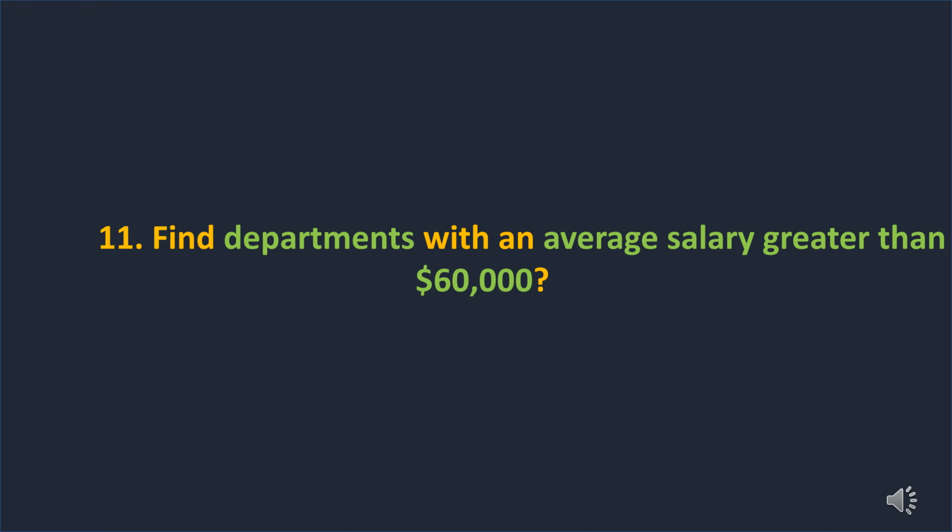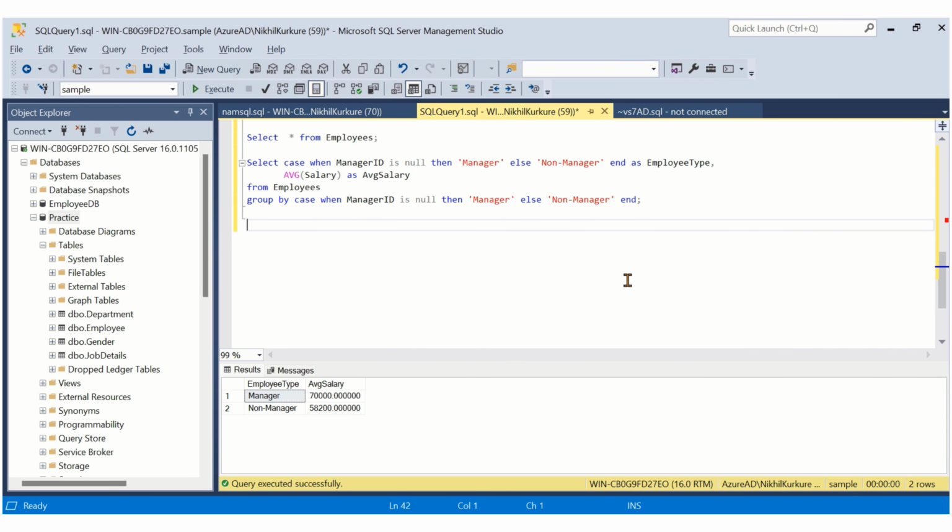Find the department with an average salary greater than 60,000. Okay, so here the important keywords are average salary and greater than, and this is the salary number. Now let's see. What we have to do here, guys, is get the average salary first and then identify the department having average salary greater than 60,000.